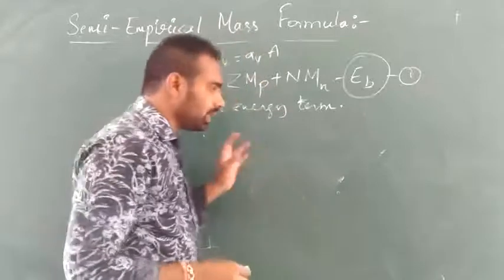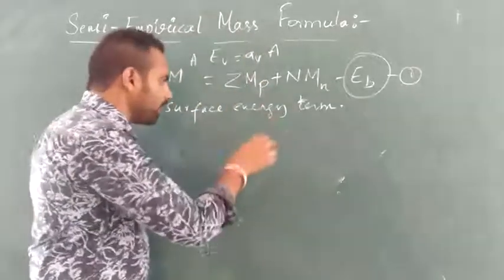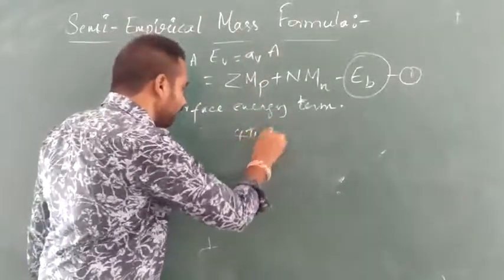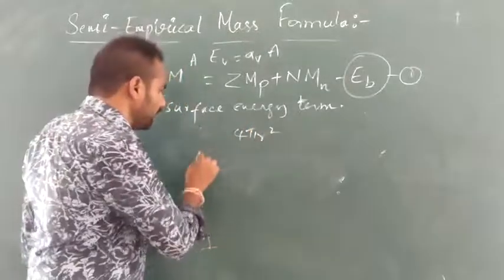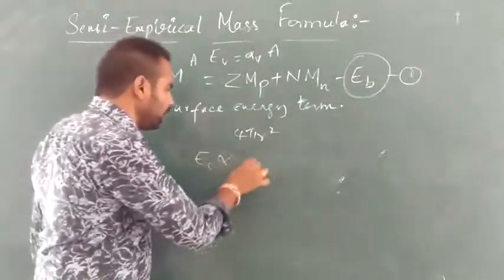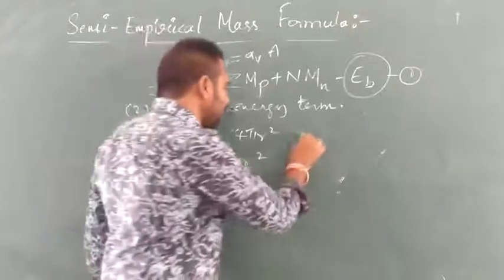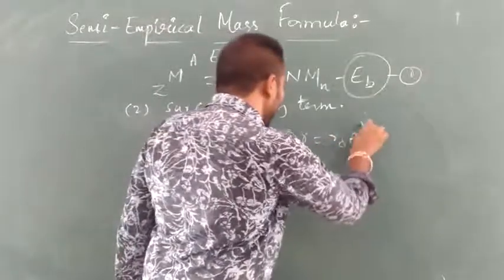So what is the surface area of the sphere? 4 pi r square. Hence the energy term ES is proportional to r square. We know that r is equal to r naught A power 1 by 3.